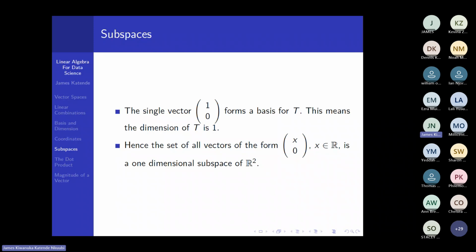So this is just repeating what I've said. Since the basis consists of only one vector, we say that this is a one-dimensional subspace of R2. Remember, the number of elements in the basis is the dimension of the vector space. In this case, our subspace is spanned by just a single vector. Therefore, we say it's one-dimensional.